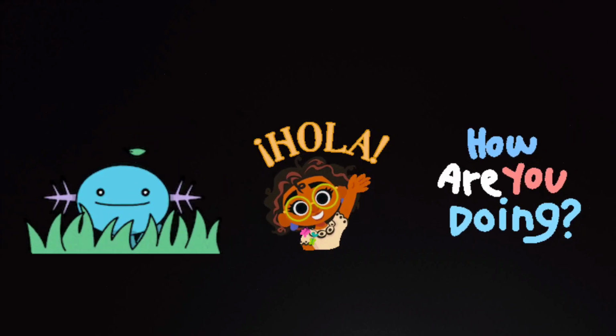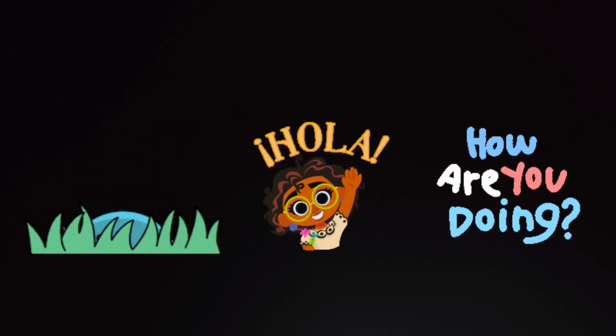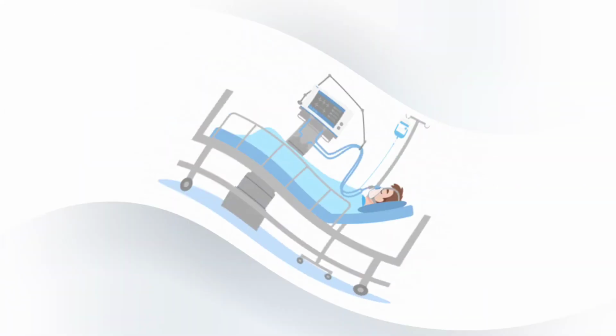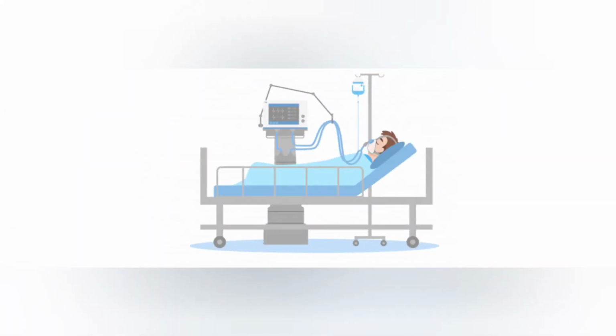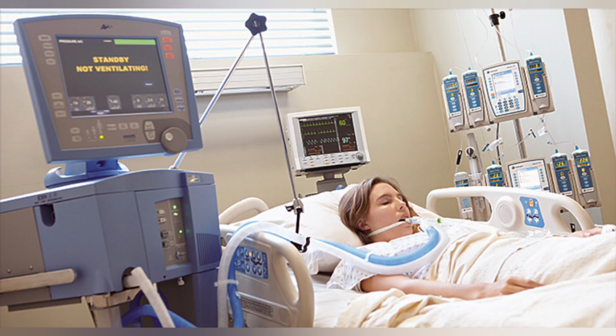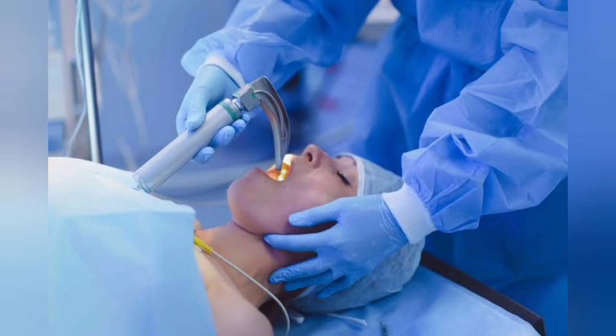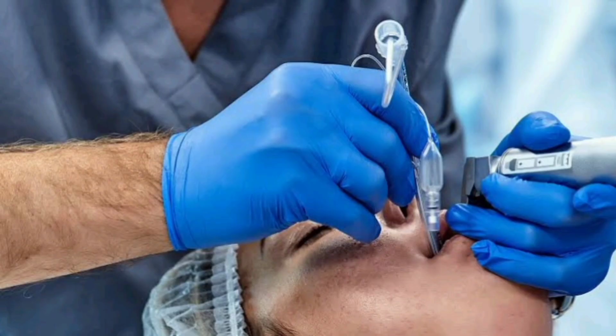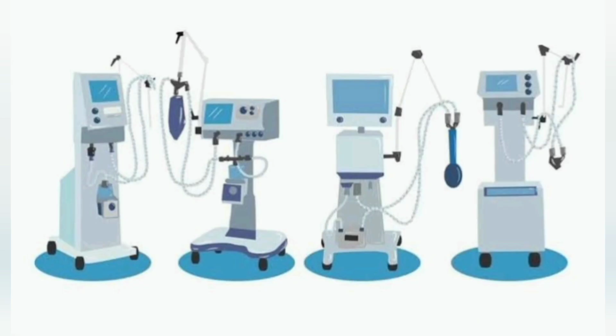The purpose of this video is to create awareness and to impart knowledge about endotracheal intubation and mechanical ventilation to the general population. So what is endotracheal intubation? It is a process by which an artificial tube is inserted through a man's mouth into the lungs so that we can give breaths, that is oxygen, to this patient using a machine called a mechanical ventilator.